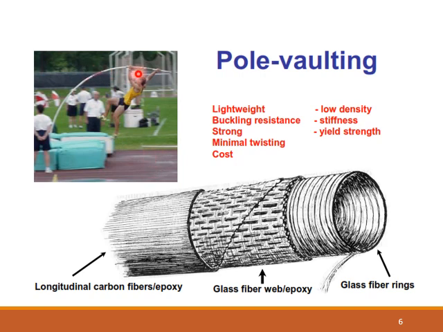So the implication is that for you to achieve a material that will give you this desired usage means that certain properties need to be achieved by the material. So you need properties like lightweight, because of course the athlete will carry it and run through a distance. Buckling resistance, so you should be able to resist buckling. It should be strong. It should have minimal twisting capacity, so you should be able to control the twist. Then the density should be low. The stiffness should be a desired one, and it should have a good yield strength.